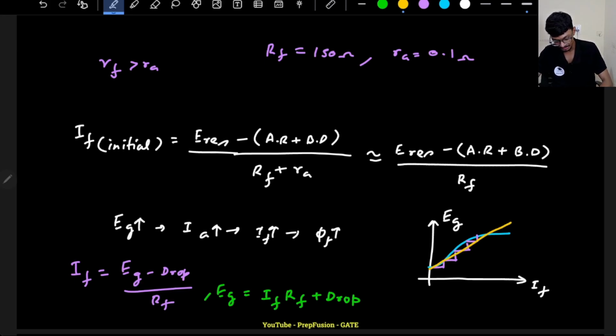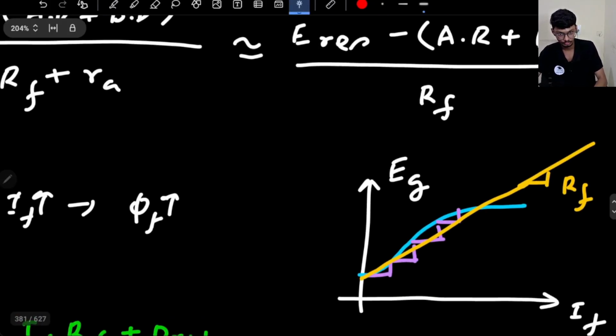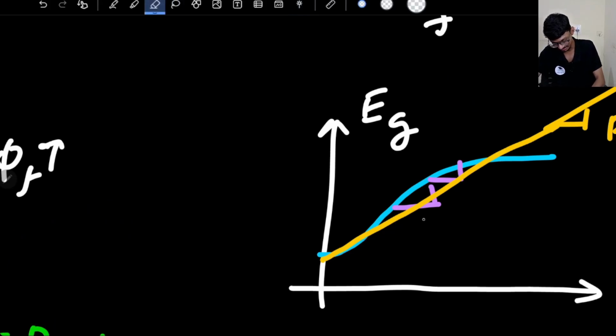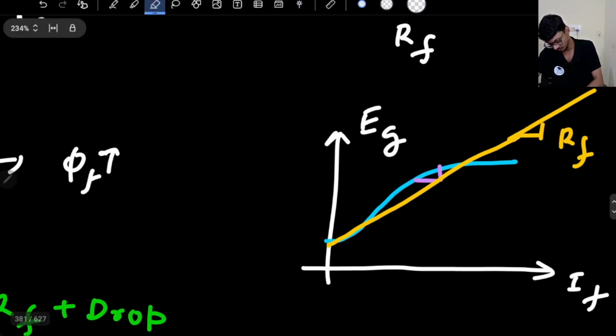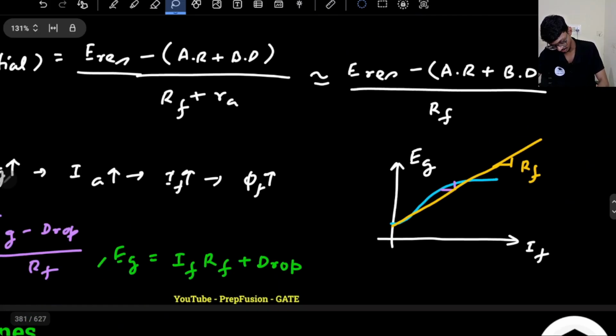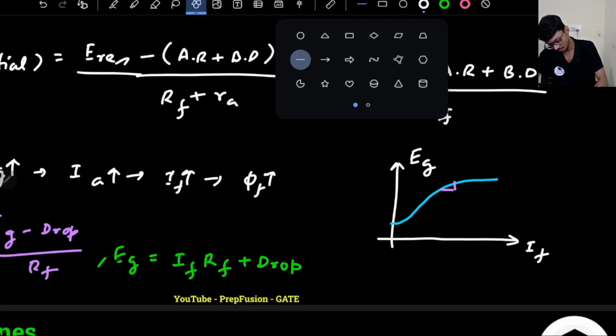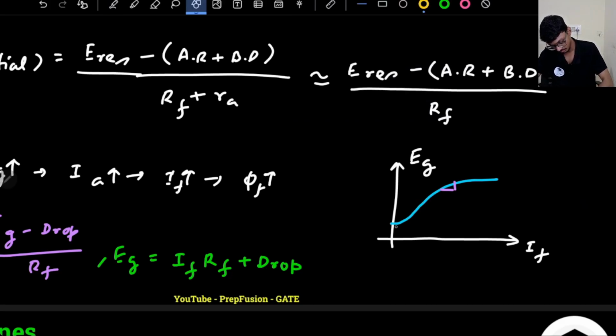So ultimately, this is the line with slope RF, where these two lines will coincide. This voltage build-up and this line will coincide. Although here you are seeing them coinciding, officially they will not coincide here. Roughly the values will be somewhat like this. Let me make it better, otherwise you will get confused. So roughly this will be the value.